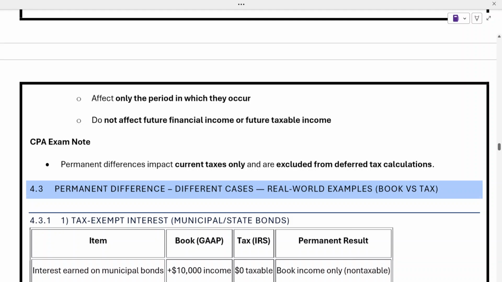Okay. Now the impact of permanent differences for our CPA exam is that they impact only our current taxes, as I told you, and these are excluded from deferred tax calculation. We don't use these for our deferred tax calculation. We will see this in a full-fledged long example.